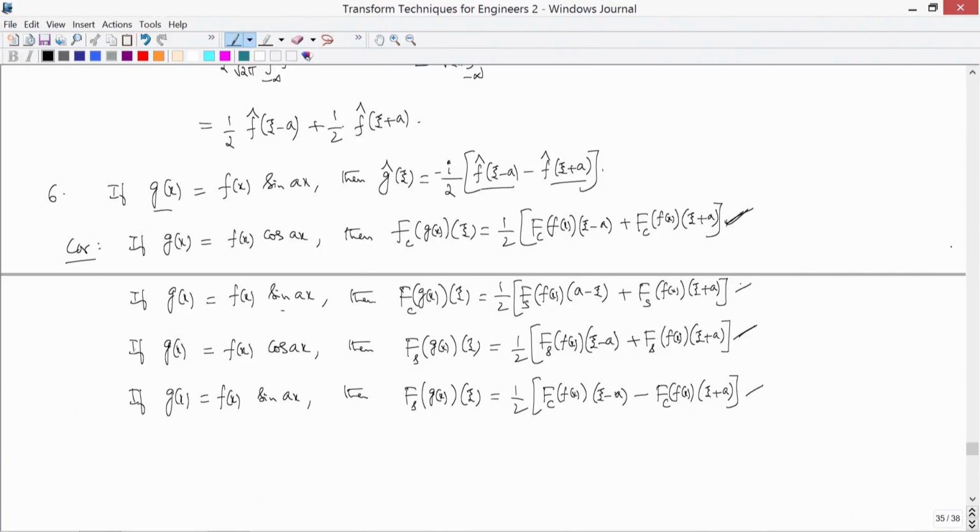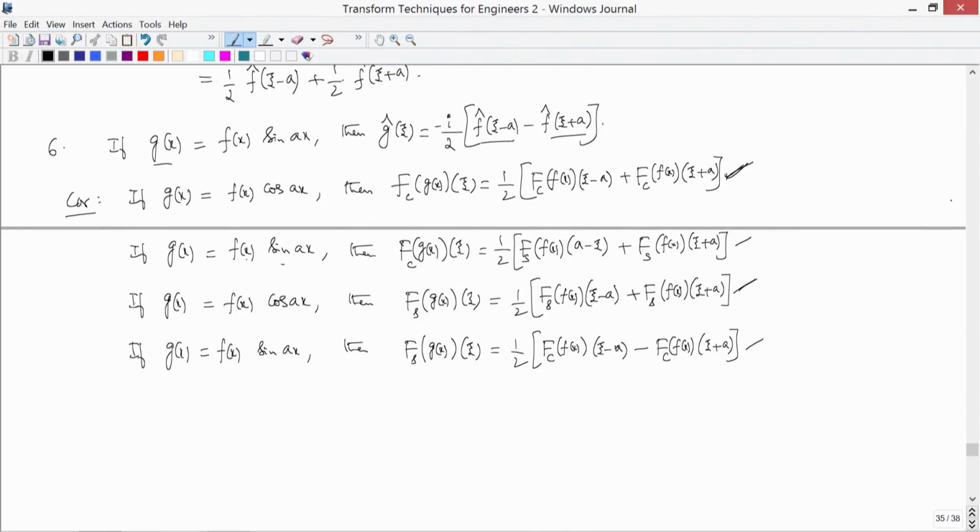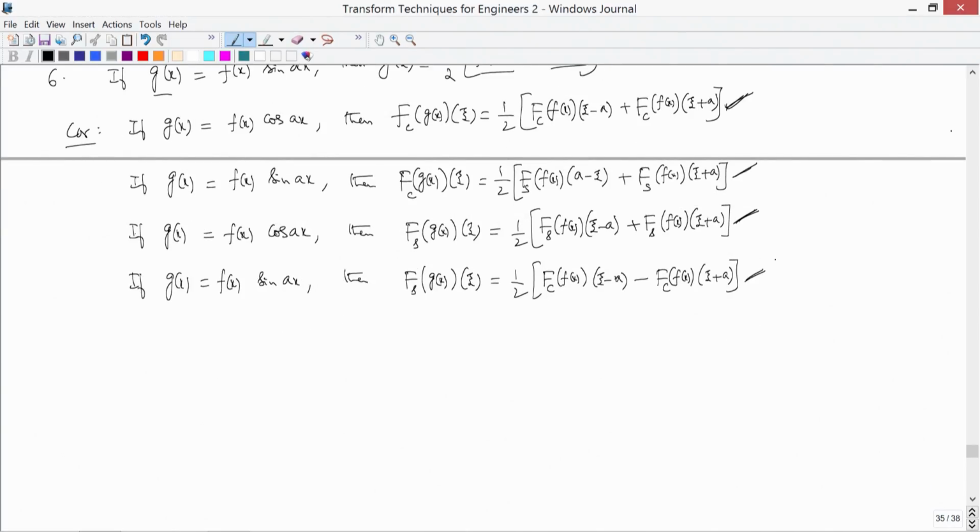So, these are the things you can verify. If you have modulation with a sine function, you can see that the cosine transform of the product of the sine function with your function will be in terms of sine transforms. The sine transform of a function multiplied with the sine function is actually in terms of cosine transforms. If it is multiplied with cosine, cosines will be in terms of cosines, sines will be in terms of sines. That is what these properties tell you.